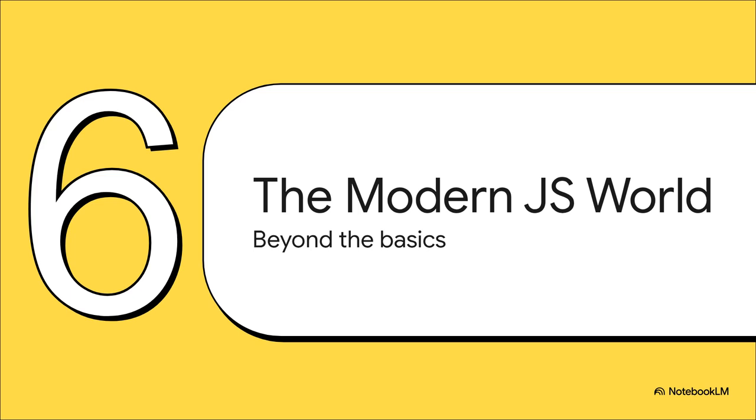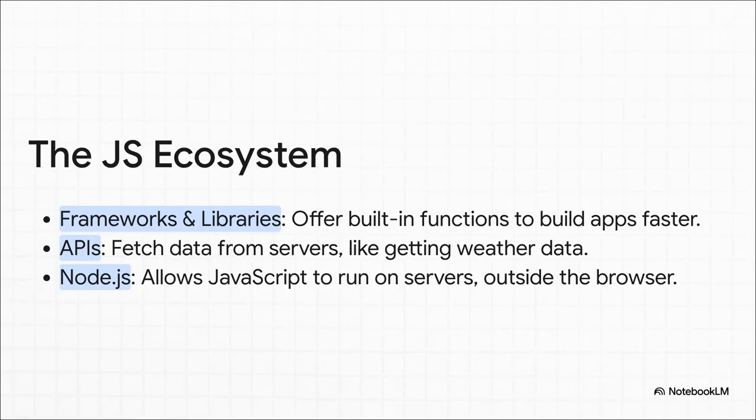But as you can probably guess, out in the real world, the JavaScript landscape is absolutely massive and incredibly powerful. You know, modern developers almost never start completely from scratch. They use things called frameworks and libraries, which are like giant toolkits of pre-written code that let them build really complex stuff way faster. They use APIs to talk to other websites and servers to get data, and with something called Node.js, JavaScript has actually broken out of the browser. It's now used to power the behind-the-scenes part of websites too.